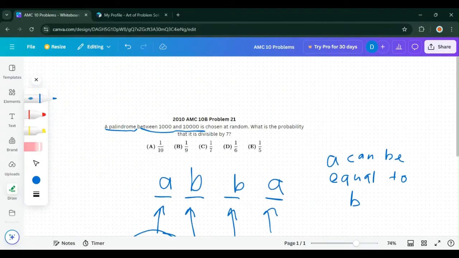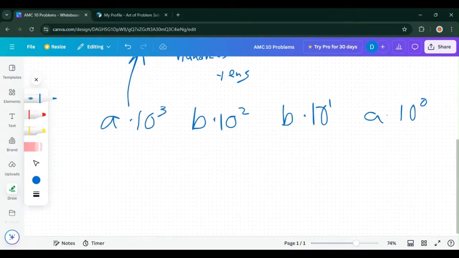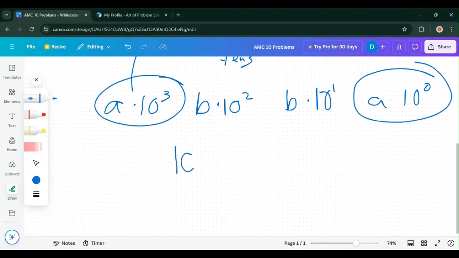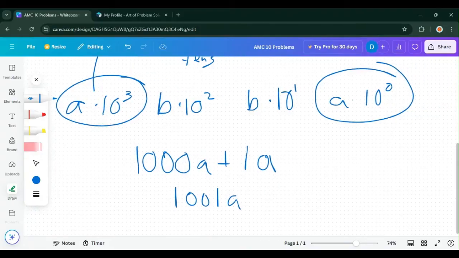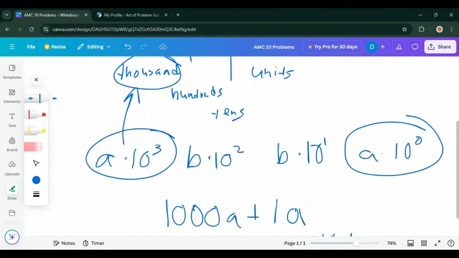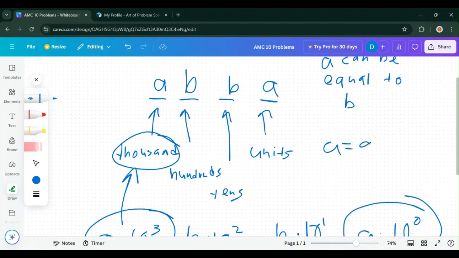And if we add up all the A's of the entire number and how much A is actually worth, so we can add up the thousands place value and the units value, we have 1,000A plus 1A, which is just 1,001A, and if we add the B's up, it's 110B.